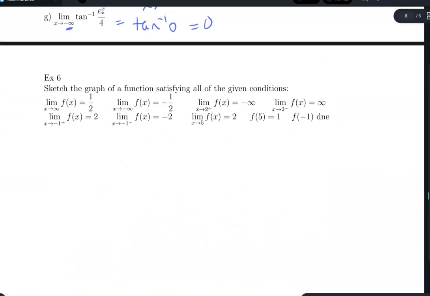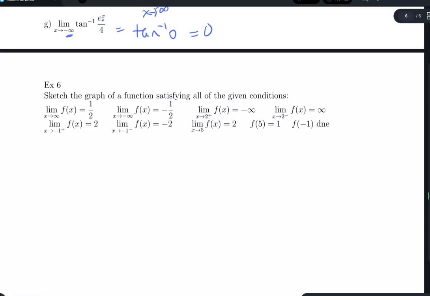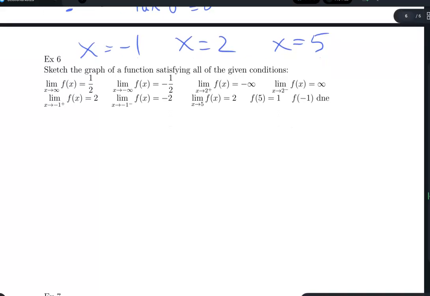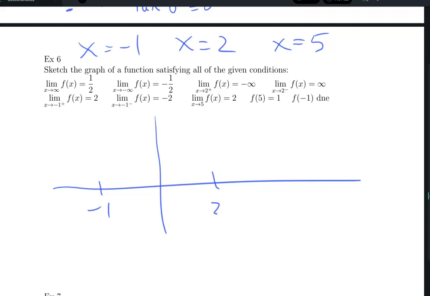So let's do these guys. I like to scope out what x values are being used first. I see -1, x equal 2, and x equal 5. Those are the numbers that I want to make sure I include on my graph here, right? So -1, 2, and 5, and leave lots of room in between them.